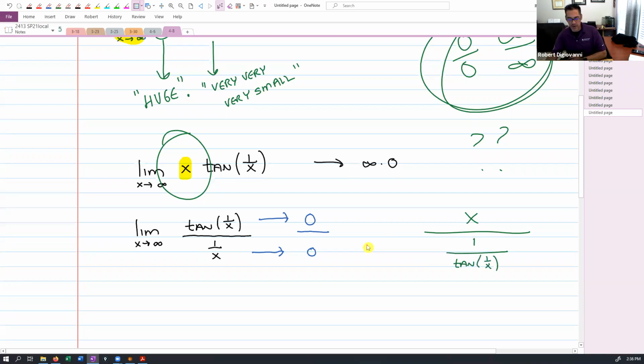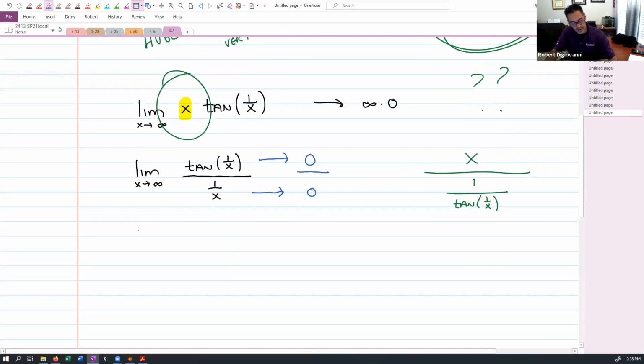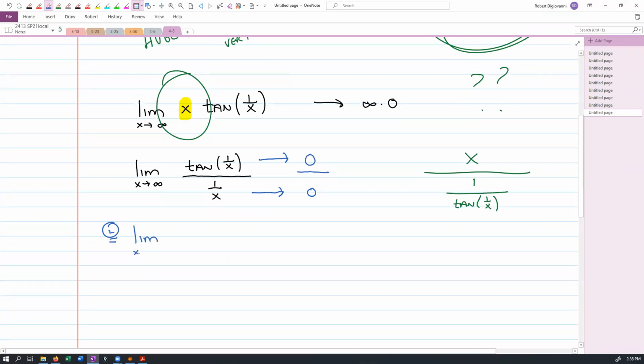Y'all see the difference between if I leave x here and drop tangent, I get this. But if I leave the tangent and drop the x, I get this. And I would prefer to work with this. Why? Because I'm about to take the derivative. That's why.